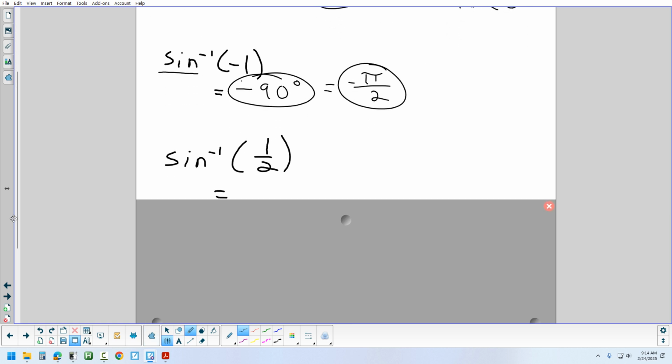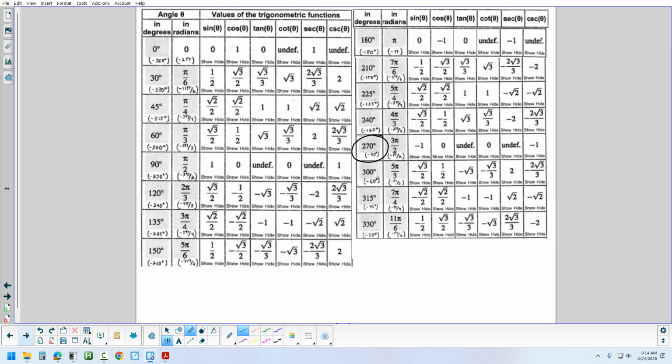Okay. Inverse sine of 1/2. So let's look at inverse sine of a half. We're going to go down the sine column. We're going to keep looking at it until we find 1/2 in that column. Can anybody tell me the first time that you see it? 30 degrees. Yep. So if we go down the sine column, 1/2, we got it there.